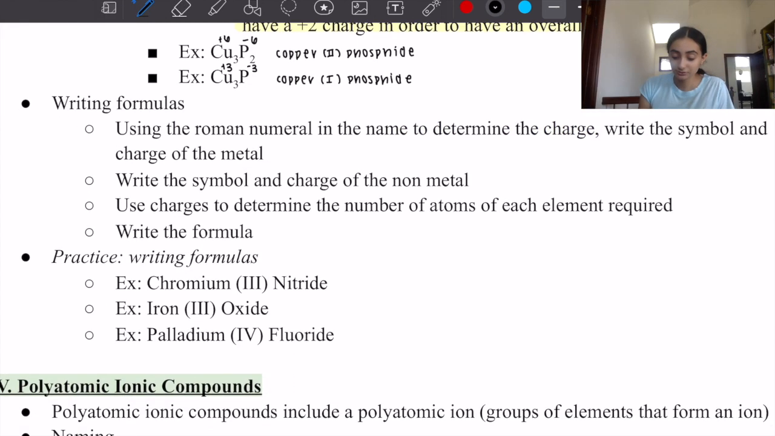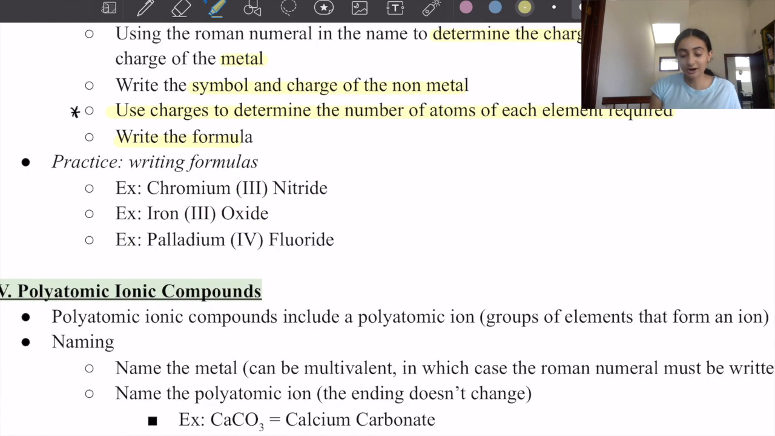So next we're going to talk about writing formulas. So we're going to use the Roman numeral in the name to determine the charge, and then we're going to write the symbol and the charge of the metal. Straightforward. We're just going to work backwards from what we did in the previous examples. Then you just write the symbol and charge of the nonmetal. Same thing, use the charges to determine the number of atoms of each element required, and then just write the formula. So let's practice. Chromium 3 nitride.